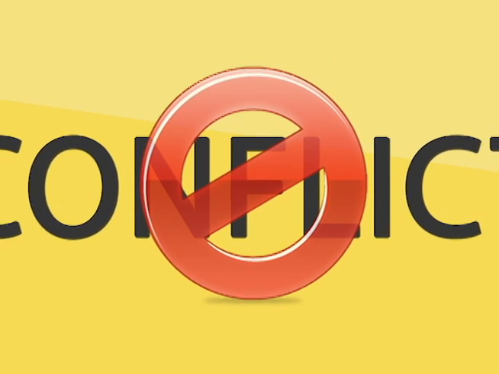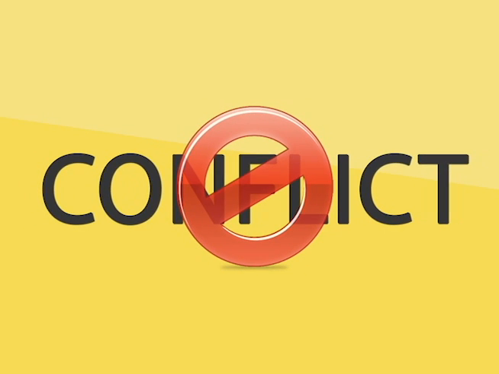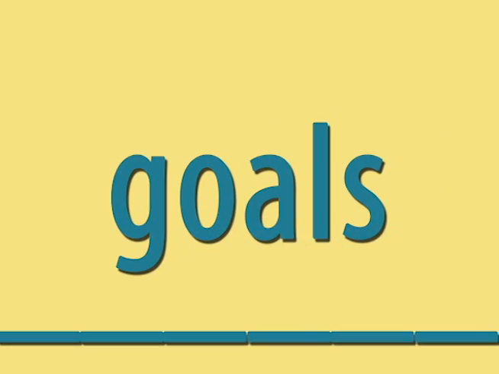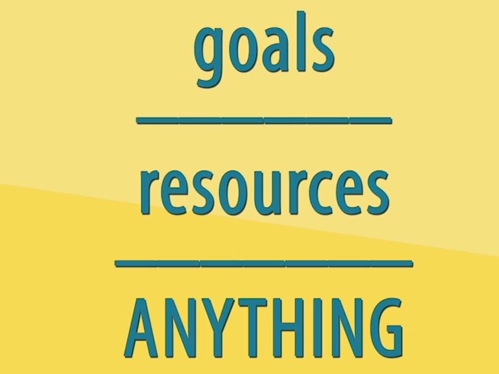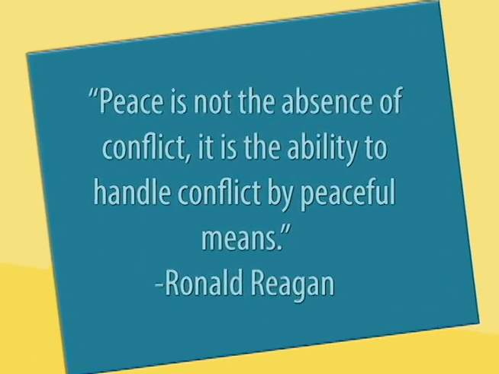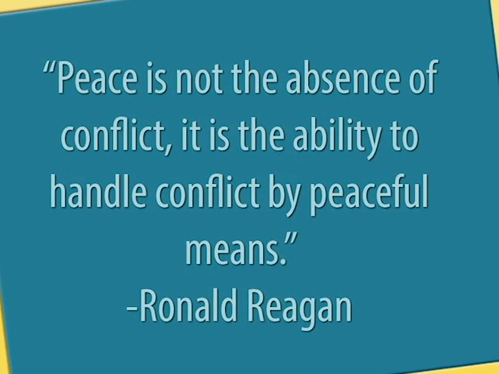We are taught from a very young age that conflict is bad. This is an unfortunate misunderstanding of what conflict is and its importance. Conflict happens when parties disagree on goals, resources, or anything else. It is a useful and necessary part of human interaction rather than an evil to be avoided. Ronald Reagan put it well when he said, "Peace is not the absence of conflict, it is the ability to handle conflict by peaceful means."